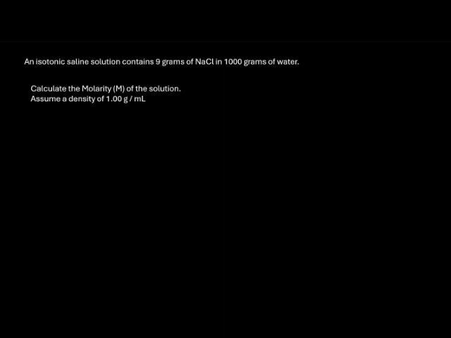In this question, we have an isotonic saline solution that contains 9 grams of NaCl and 1,000 grams of water. Our first part of the question is to calculate the molarity of the solution. Let's define molarity, represented with a capital M, as the moles of solute divided by the liters of solution.